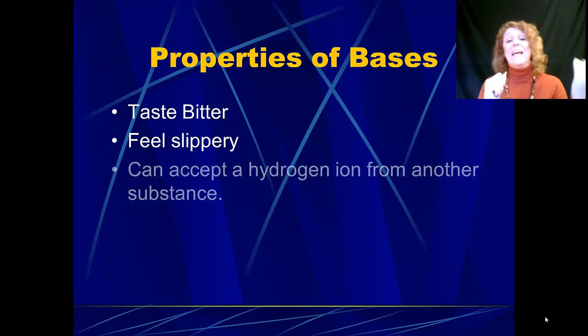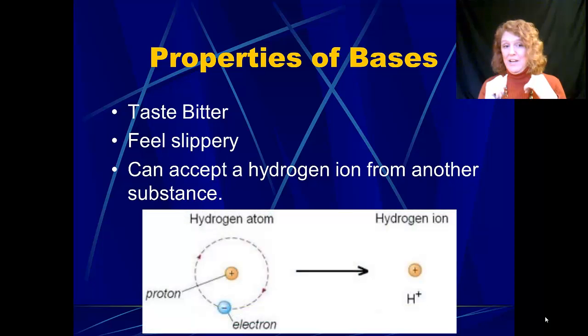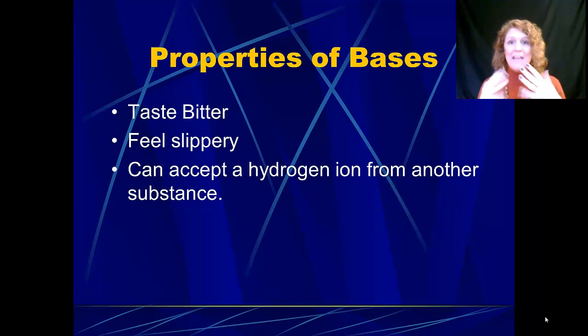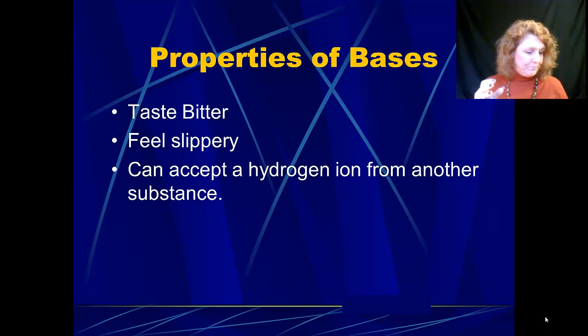It can accept a hydrogen ion from another substance, which is why acids and bases always go hand in hand, because an acid is giving off a hydrogen ion and a base wants the hydrogen ion. So they interact very well.